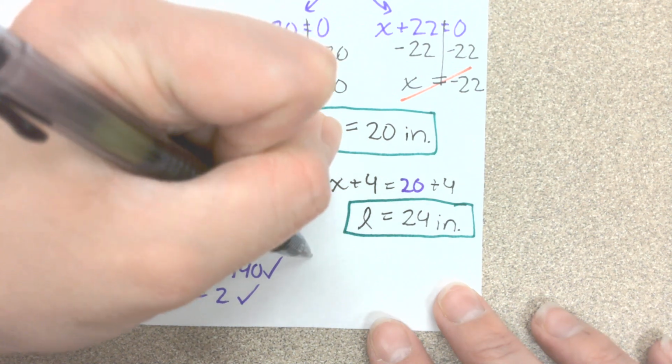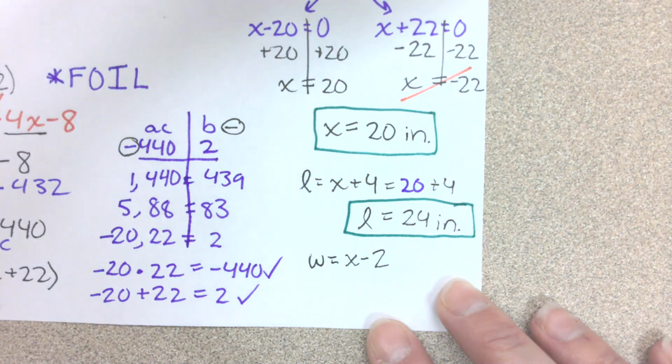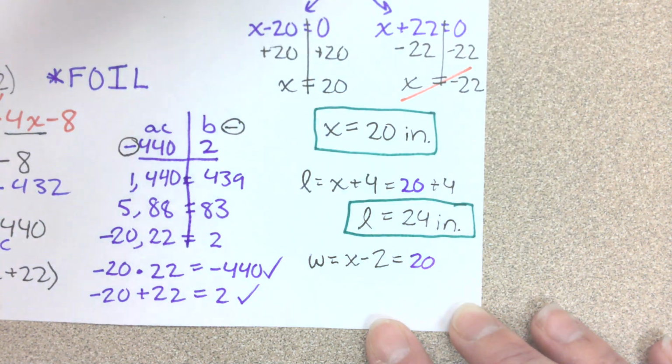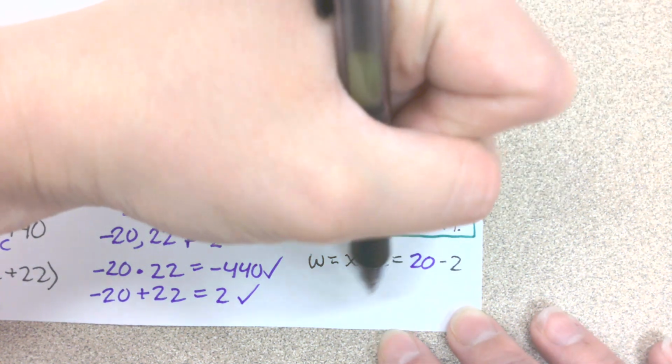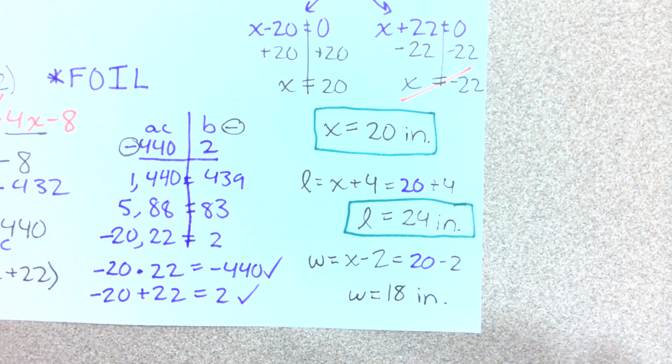And lastly, we need to find the width, W. W is x minus 2. So 20 minus 2, which is 18 inches.